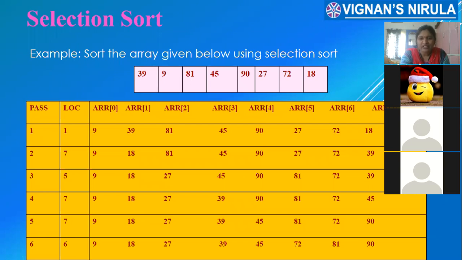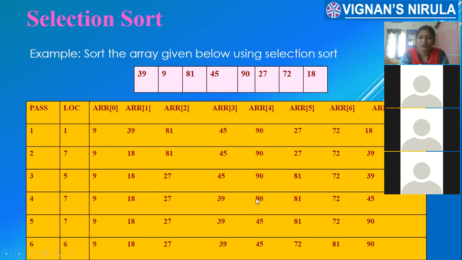It has to be compared with the next. What is the next element? 72, ma'am. Is it less? Yes, ma'am. Now the smallest becomes 72. Location becomes 6, ma'am. It has to be compared with the next. What is the next? 45. Is 45 less than the smallest? Yes, ma'am. Now the smallest becomes 45. Location becomes 7.